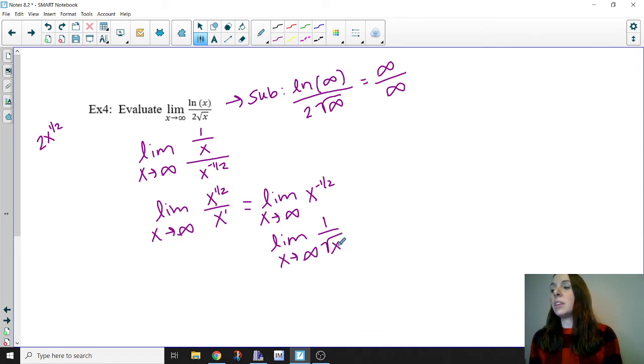Now, subbing infinity into this, what do we get? We get 1 divided by something that's getting larger and larger and larger. So what's that going to go to? Anytime you have that situation, it goes to 0.